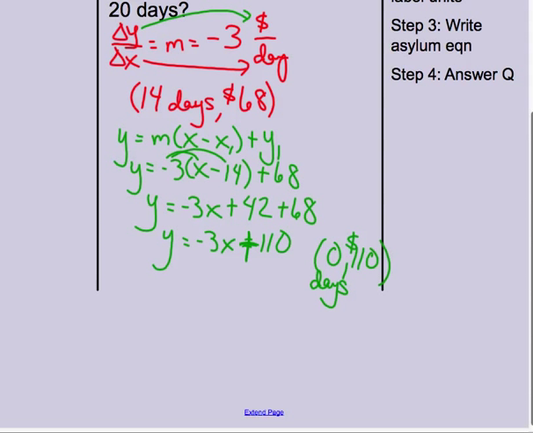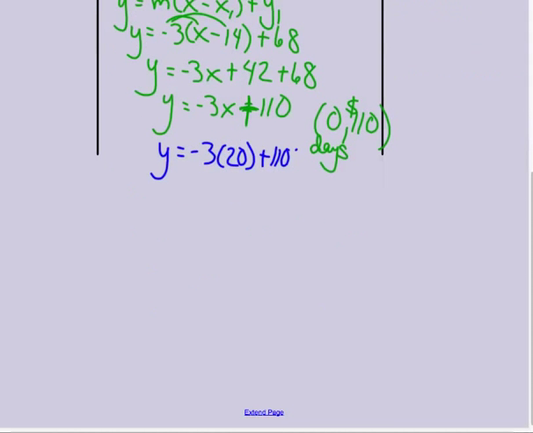Answering the question: how much money did he have after 20 days? Well, remember, our x value was days. So we're going to substitute 20 for x and solve for y, the amount of money that he would have left. Multiplying -3 times 20, 110 minus 60 is $50. So after 20 days, he will have $50 left.